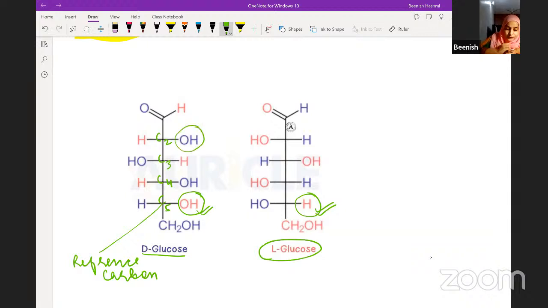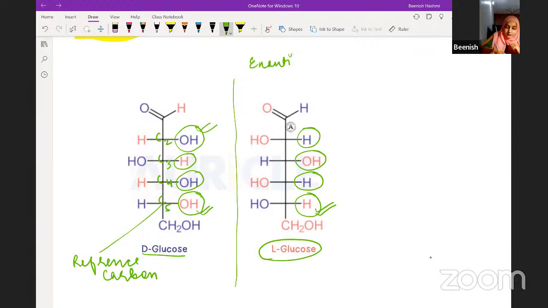In carbon 2, in D-glucose, the hydroxyl is on the right, whereas you can see in L, the hydrogen is on the right. Similarly, you can see difference in orientation in carbon 3 and in carbon 4 as well. So, although there is difference in orientation in carbon 2, 3, 4, only for the sake of definition, we refer that there is difference in orientation in the penultimate or the reference carbon. So your D and L glucose, or your enantiomers, as we say, they are mirror images. If you put a mirror in between, they are exactly the mirror image. You can appreciate this.